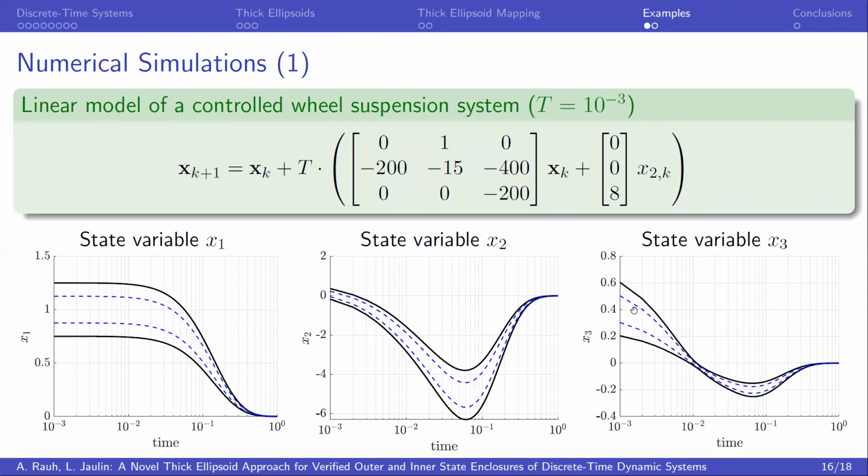The first simulation example is a linear system model, which serves as the model of a controlled wheel suspension system, where the only uncertainty in the system model is related to uncertainty in the initial domain, which is described by a thick ellipsoid. The corresponding inner thick ellipsoid bound is being propagated here by the blue lines. The black lines describe for each of the three state variables the outer thick ellipsoid bounds. You can see that in this case, due to the asymptotic stability of this linear system model, both the inner and outer enclosures converge towards the desired steady state and the origin.